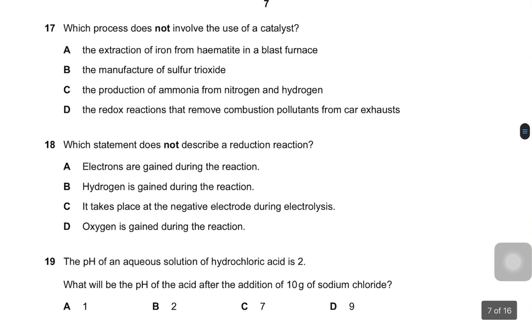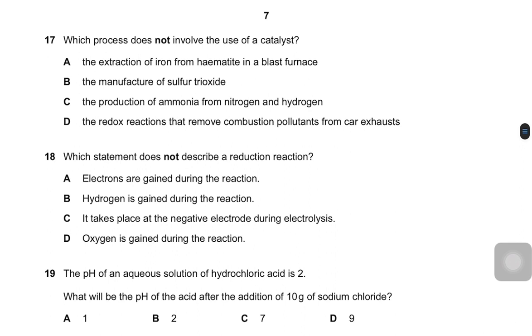Question 17. Which process does not involve the use of a catalyst? The extraction of iron from hematite in the blast furnace. That is the right answer. There is no catalyst over here. But let's look at other options.